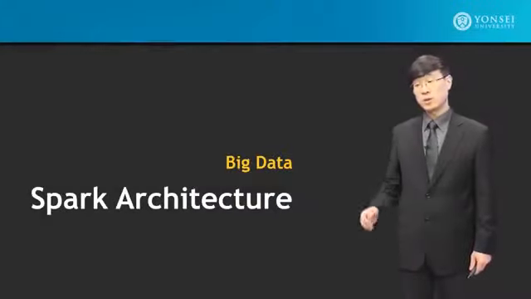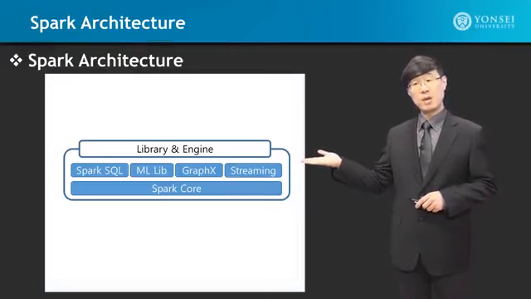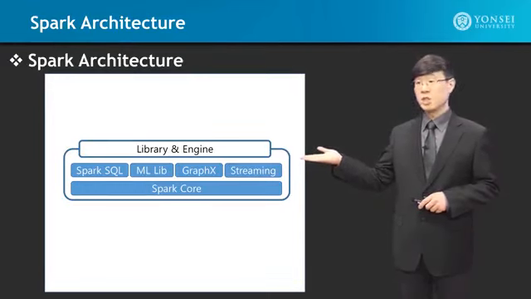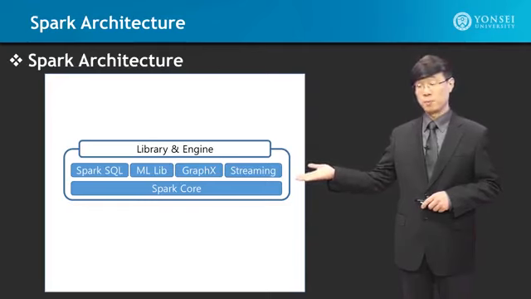In this lecture, we're going to look at Spark architecture. The Spark architecture can be focused on the library and engine part, which includes the Spark SQL, machine learning library, GraphX, and the streaming process. In addition, this all runs on top of the Spark core.